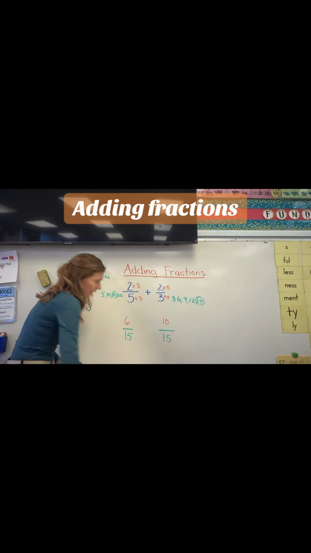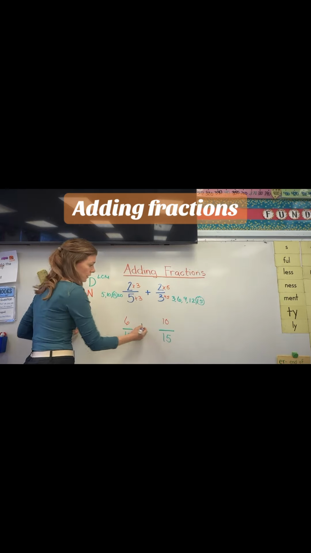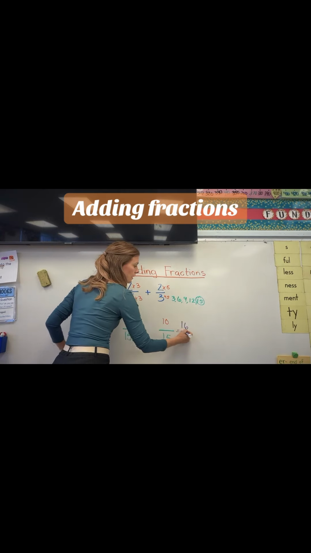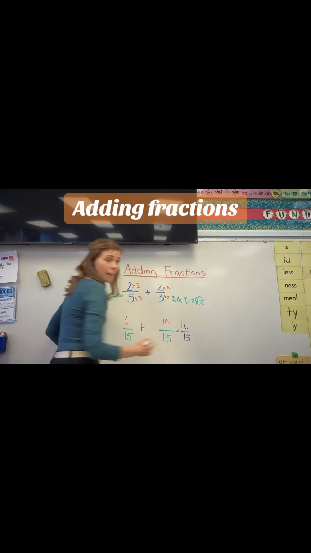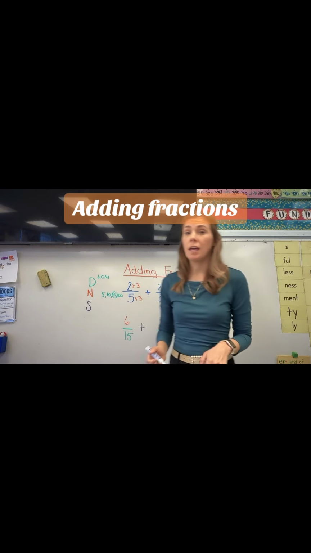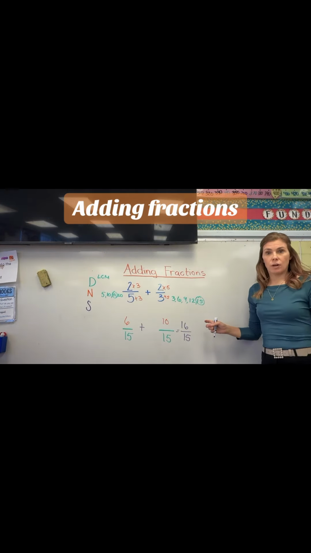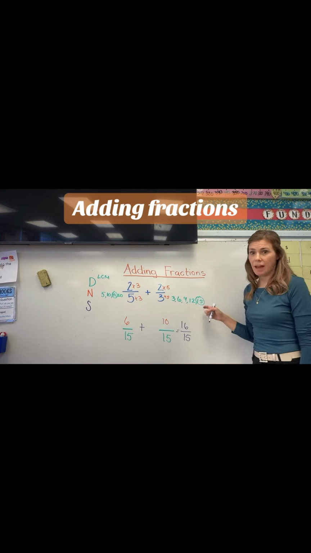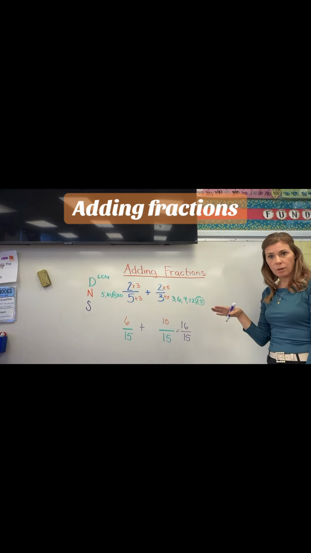Now I'm ready to add it together and see if I need to simplify. So 6 plus 10 is 16 fifteenths. That, my friends, is called an improper fraction because the bigger number is on the top instead of on the bottom. So what we have to do is we have to make it into a mixed number, which is a whole number and a fraction.